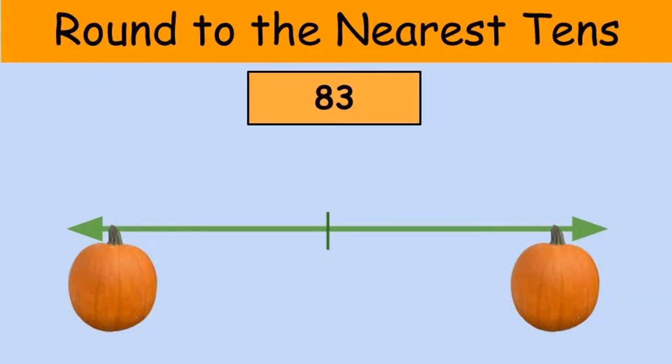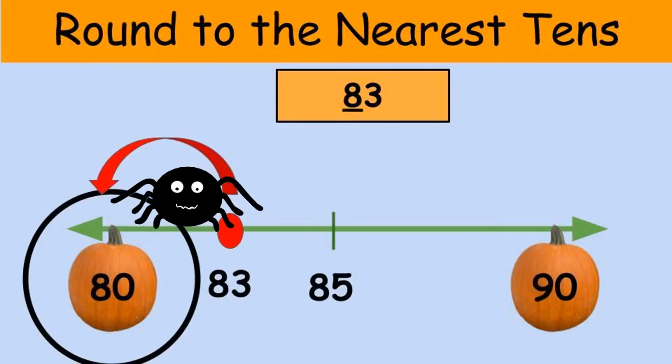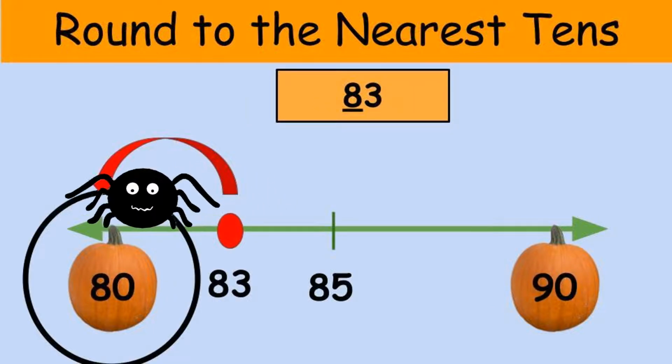Now it's your turn. Round 83 to the nearest tens place. Pause the video and press play when you're ready to check your answer. If you said that 83 is closer to 80, then you are correct.